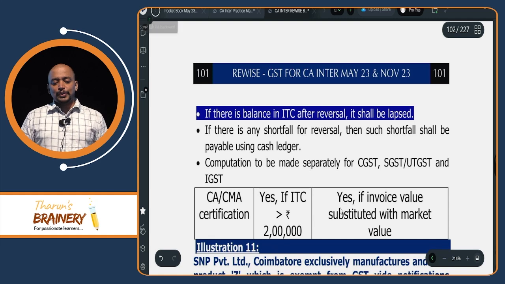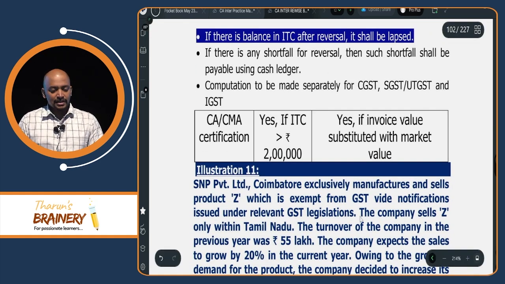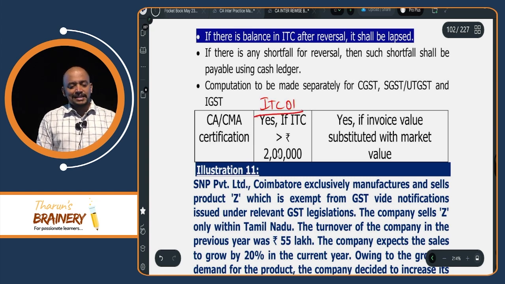And this computation should be done separately for CGST, SGST, UTGST. So ITC 1, whether CA/CMA certification is required for ITC 1? Yes, if ITC exceeds 2 lakhs. Then ITC 3, whether CA/CMA certification is required? Yes, when invoice value is substituted with market value.